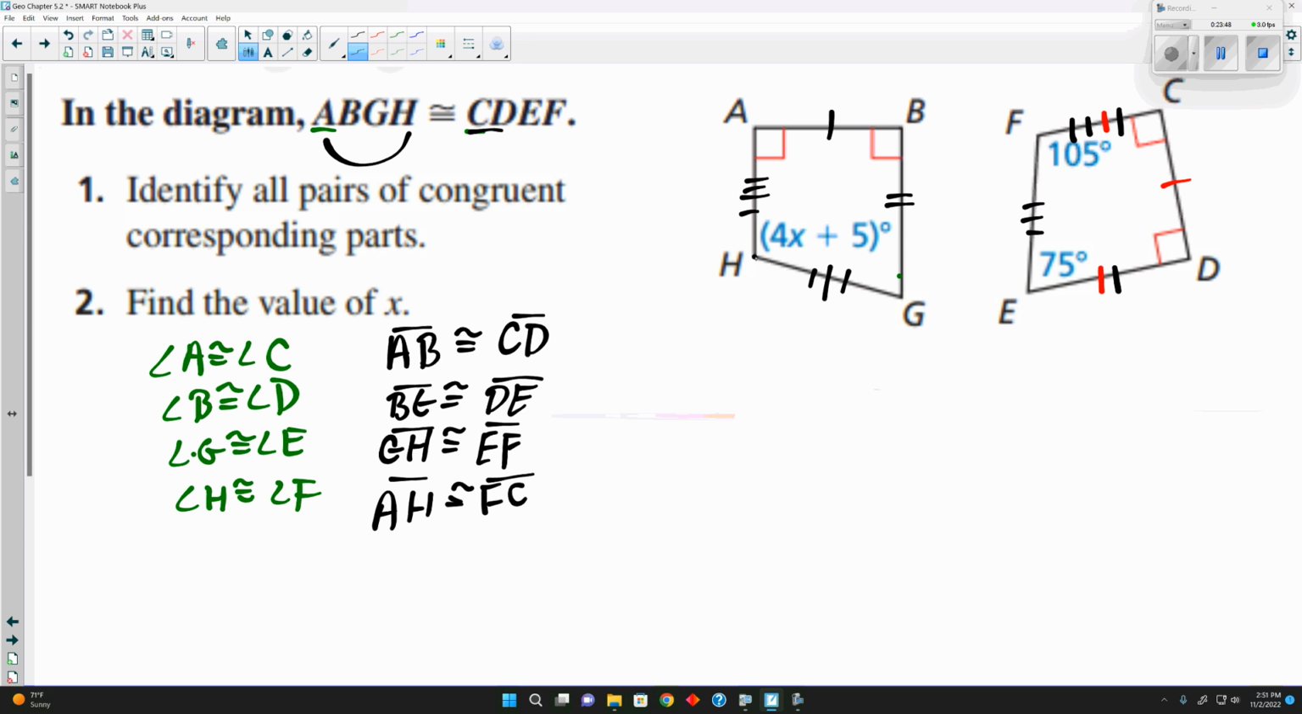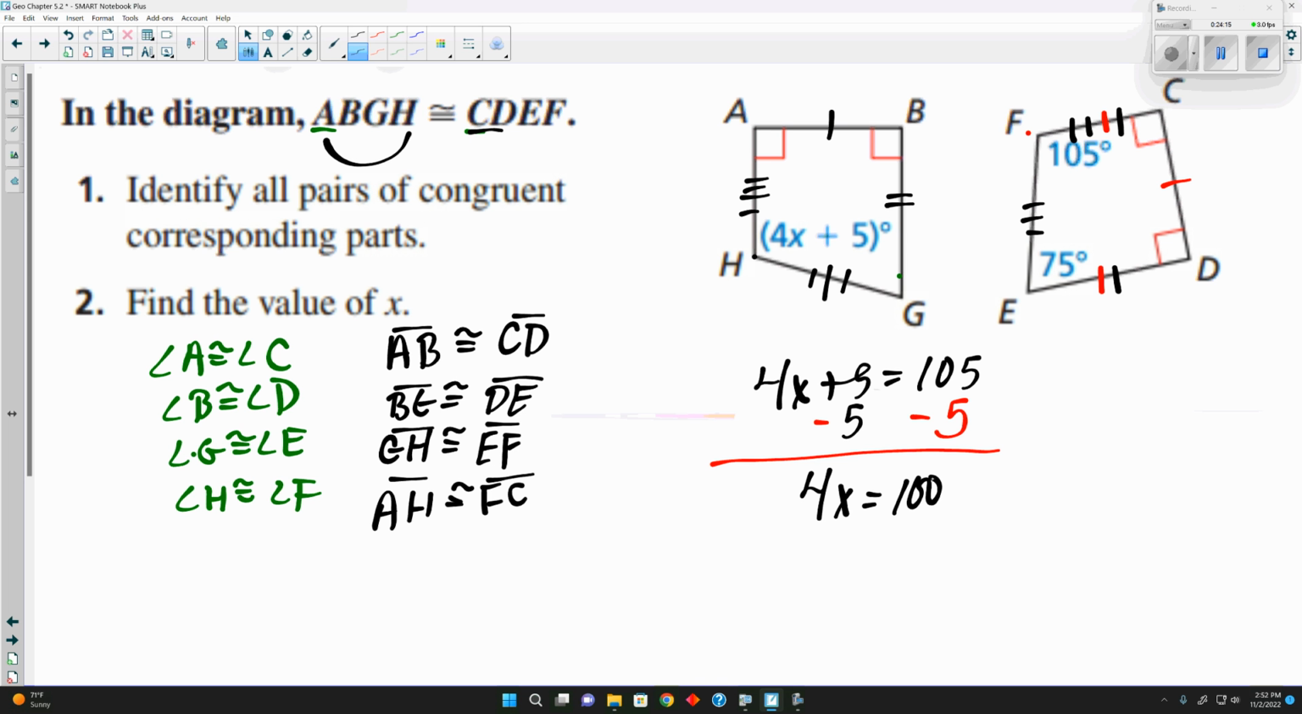So here we have angle H, yes? What angle is H congruent to? So we're saying 4x plus 5 is equal to? Which we can solve for. Is that a 5 or an 8? No, it's 5. 5. Divide by?